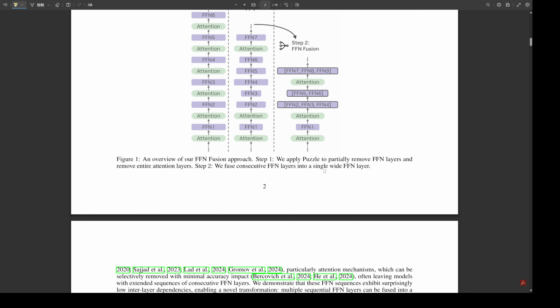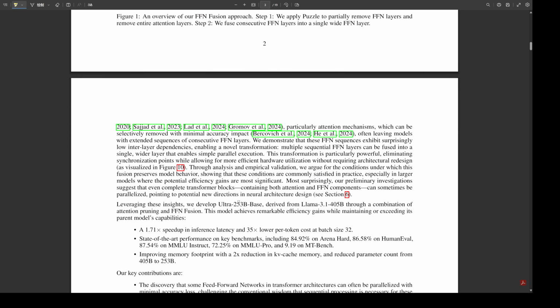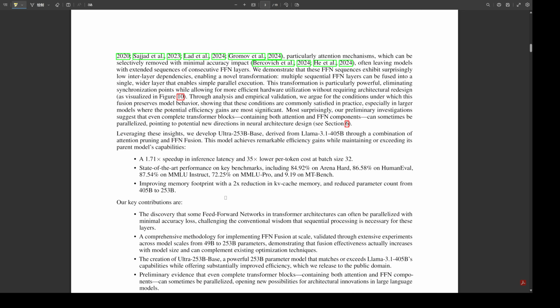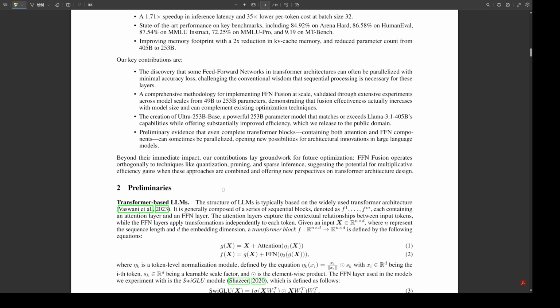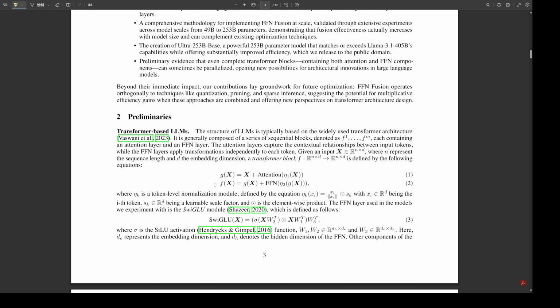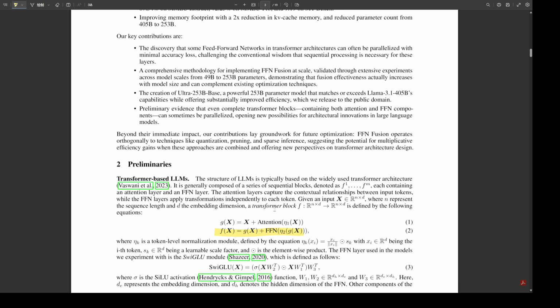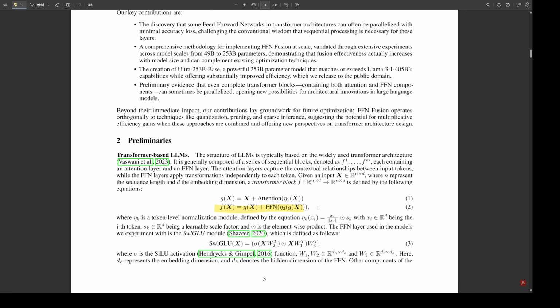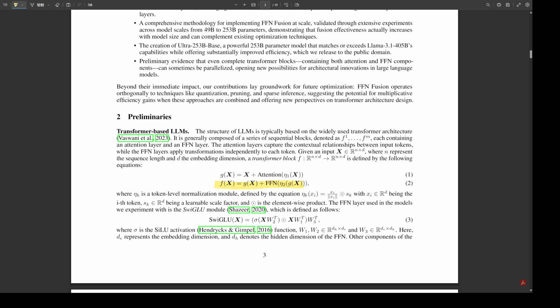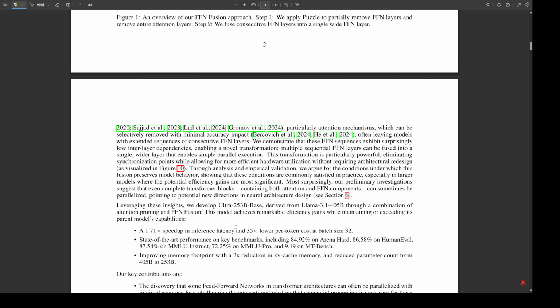So this is where FFN Fusion comes in. And this is where it gets really interesting, because FFN Fusion takes a completely different approach. Instead of just tweaking things around the edges, it really questions this fundamental assumption that transformer models have to process information in this very linear, sequential way, like a factory assembly line, layer by layer in a very strict order. So FFN Fusion basically says, hold on, is this sequential processing really always necessary?